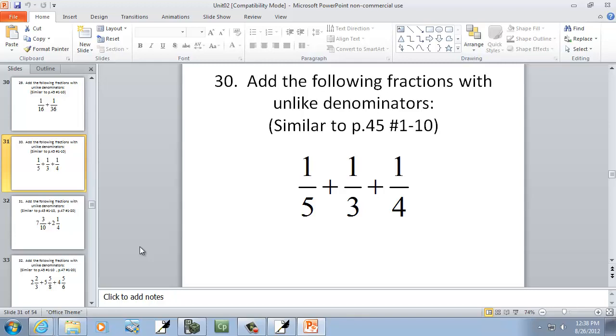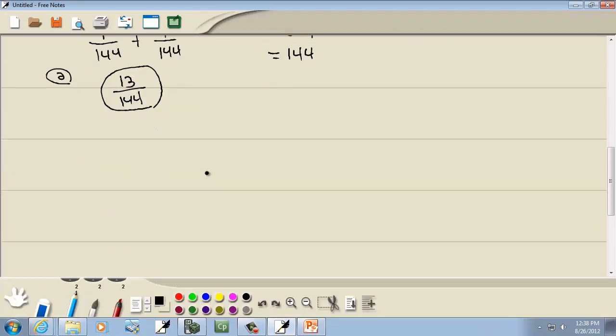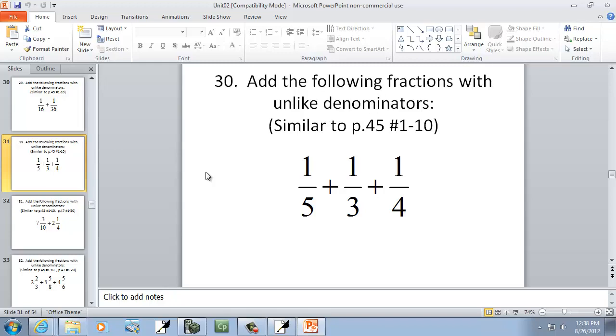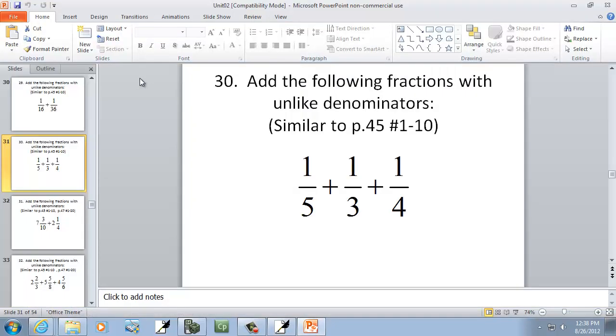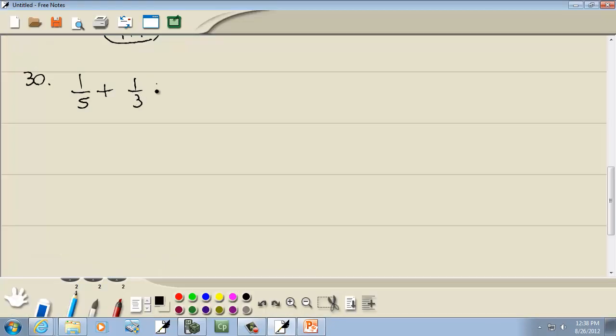Well, let's take a look at this one. It has 3 fractions. So we got 1/5 plus 1/3 plus 1/4. Same instructions for finding the least common denominator. That hasn't changed. We do the prime factorization of each one of these. 5 is boring, it's prime. 3 is boring, it's prime. And 4 is 2 times 2.